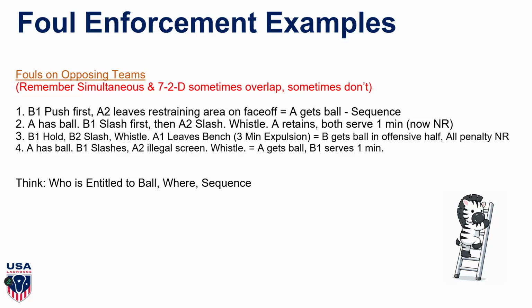The fourth one, we already discussed this, but same example. This is a common one. A1's got the ball. I'm running down the field. B1 slashes me, and then my teammate sets an illegal screen. Those are still fouls on opposing teams. A gets the ball. There's a whistle. B1's going to serve, and because the offense was only a technical foul during that flag down slow whistle situation, A2 does not serve. There's no other repercussion than the play ends and we blow a whistle.